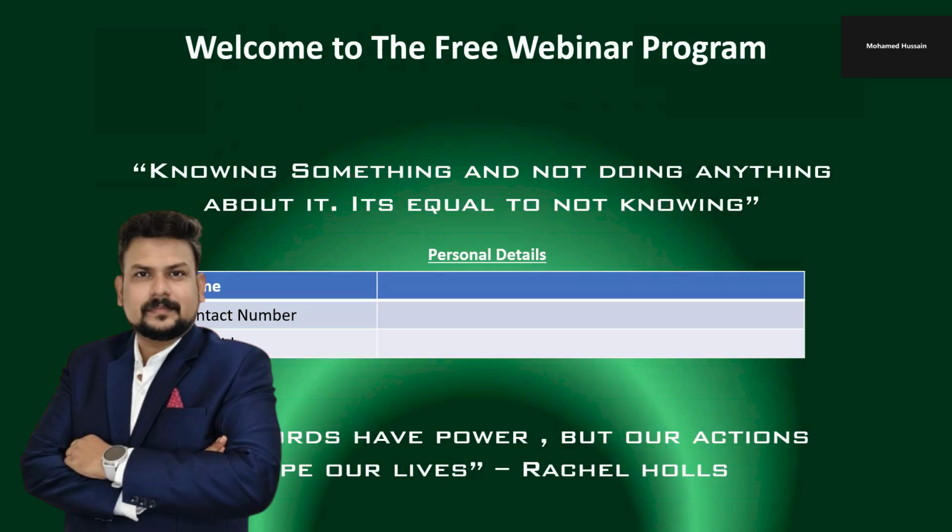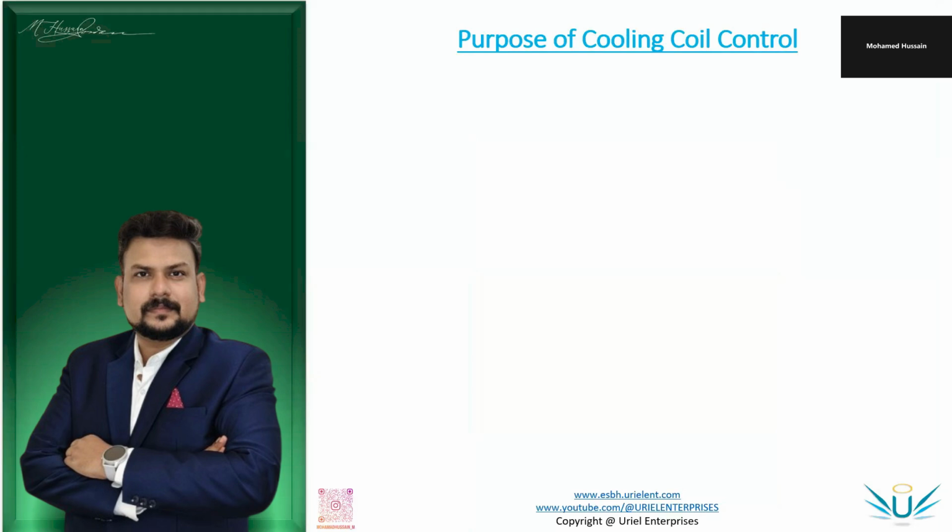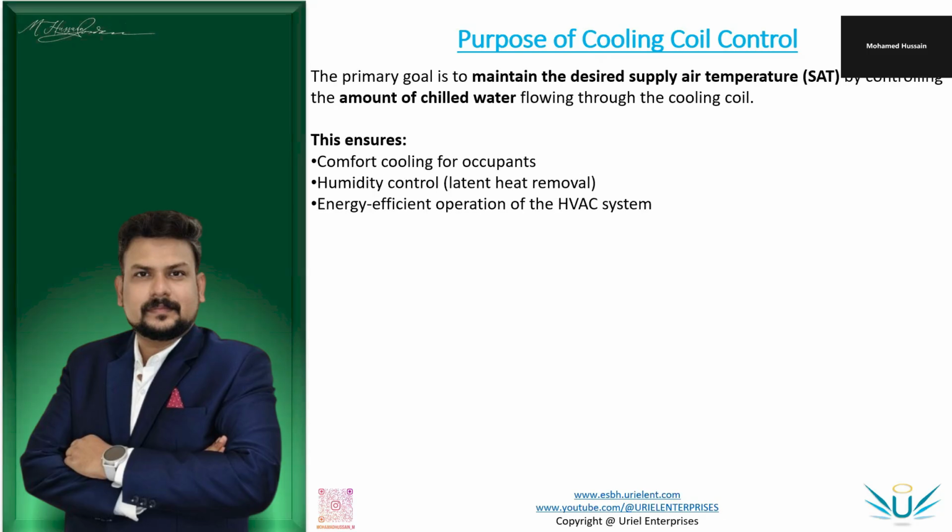Today we are going to learn something about cooling coil valve sizing. Before entering into control valve sizing, we just need to understand a little bit about the purpose of cooling coil control. Cooling coil means it is going to control the temperature, maintaining the desired temperature by passing cooling water into the coil. The air is passing through the cooling coil, entering and leaving, and the air will be getting cooled.